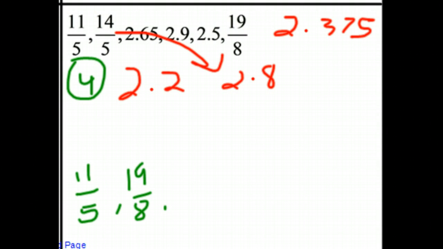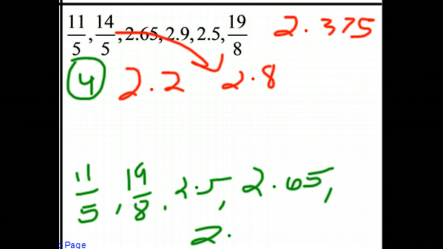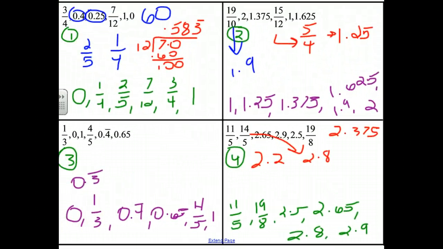After 19/8 would be 2.5. After 2.5 would be 2.65, 2.8, and finally 2.9.